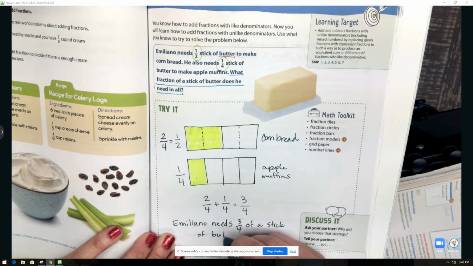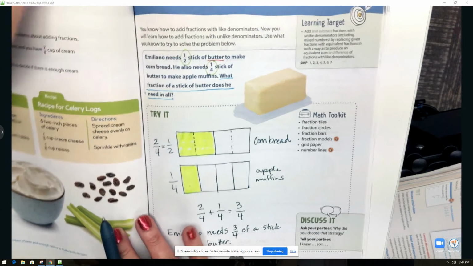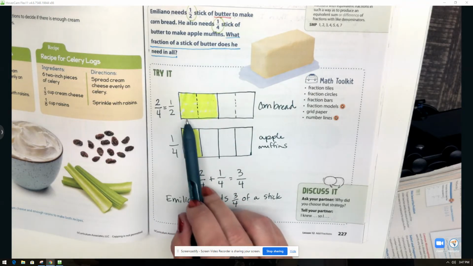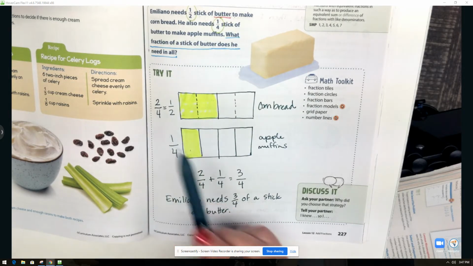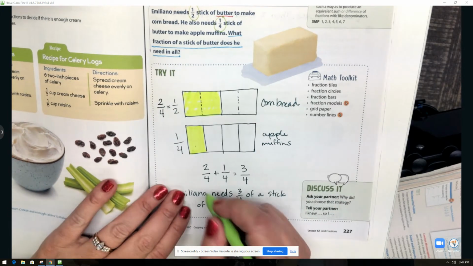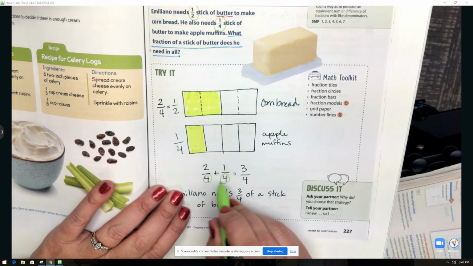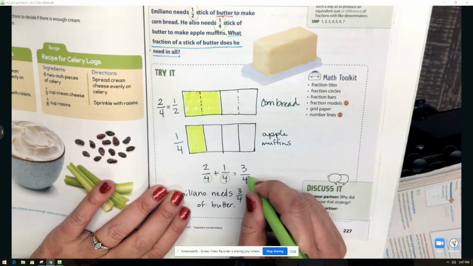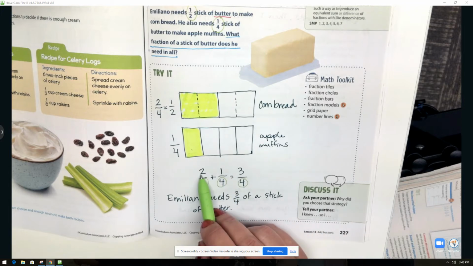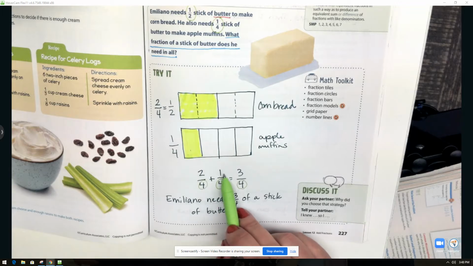So the way that I figured that out was I knew that 1/2 is the same as 2/4. I made an equivalent fraction. And then I recognized that both of these denominators are the same. So now, because both of these denominators are the same, the number of parts in a whole stays the same, and then we can add our numerators together to get 2 plus 1 equals 3.